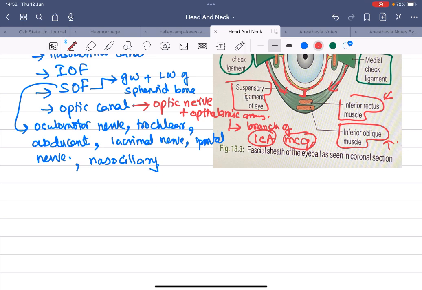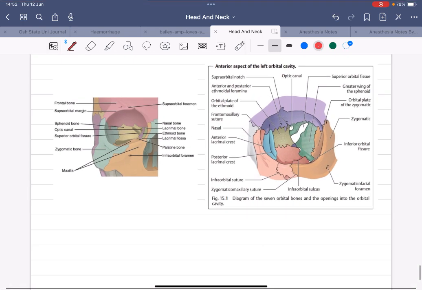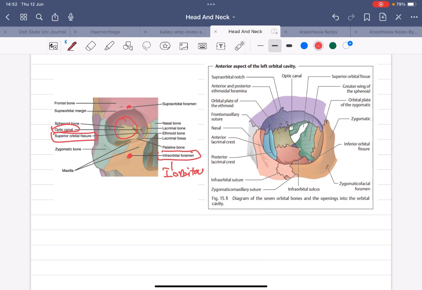So now see this diagram. This is the orbit, and here your eyeball is present. Now see here in this diagram, this is the superior orbital fissure, the optic canal, the infraorbital foramen. This is the infraorbital foramen through which the infraorbital nerves are passing. Supraorbital foramen through which the supraorbital nerves are passing. So all these structures are very, very important.